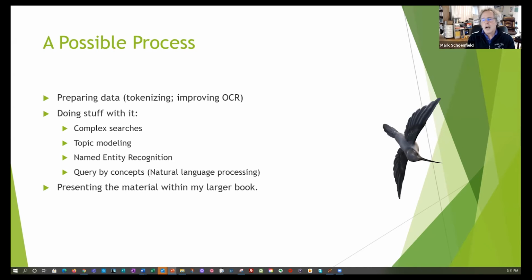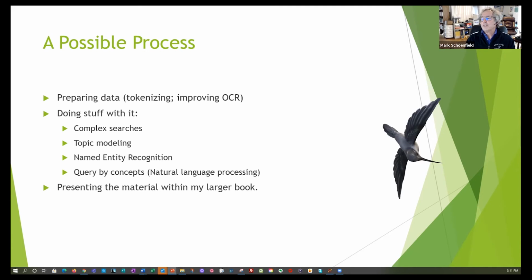So one, complex searches, complex for me, simple for computers, and then other things which come out of more natural language processing. And if I'm getting some of these terms wrong, feel free to either correct me or just nod sympathetically. Topic modeling, named entity recognition, and querying by concepts rather than just simply querying by words.